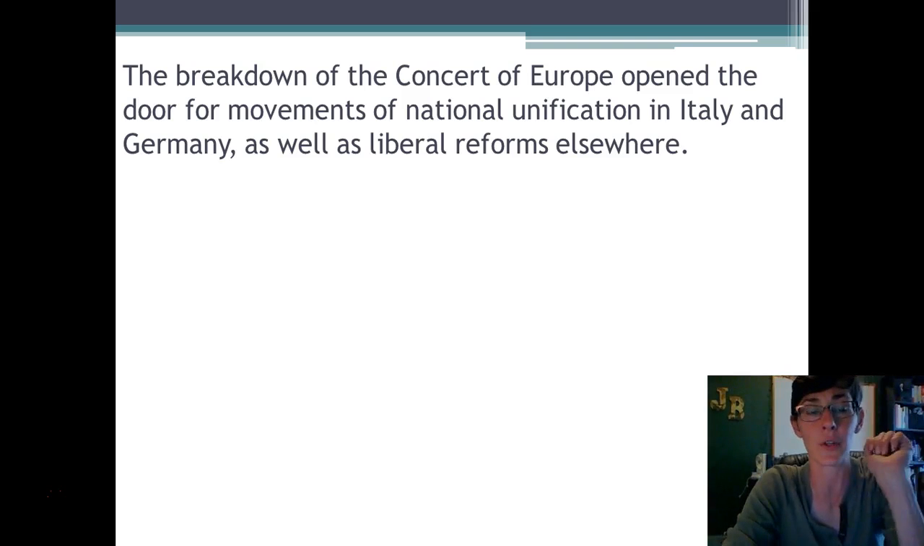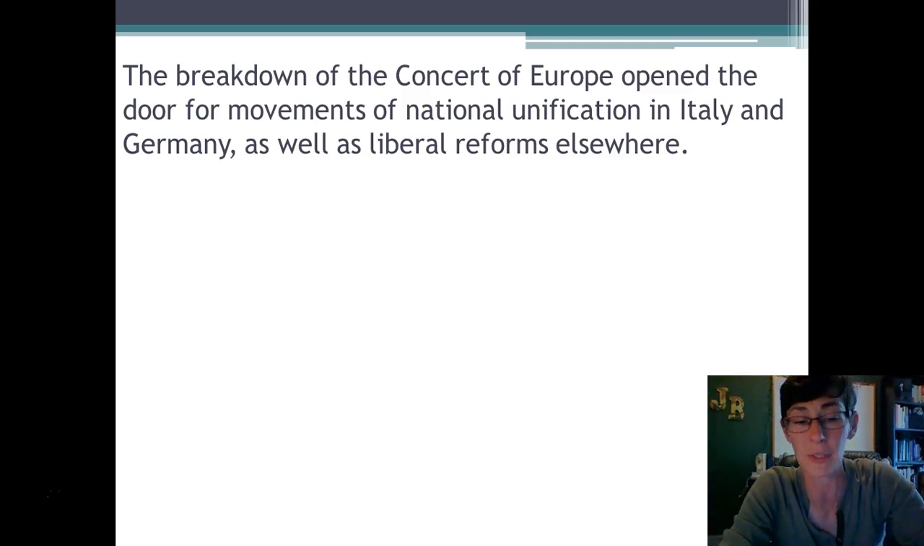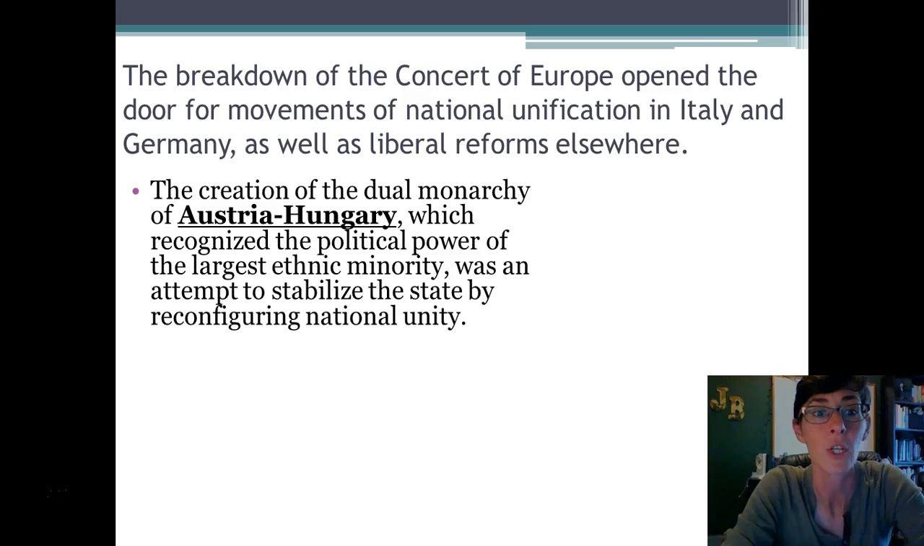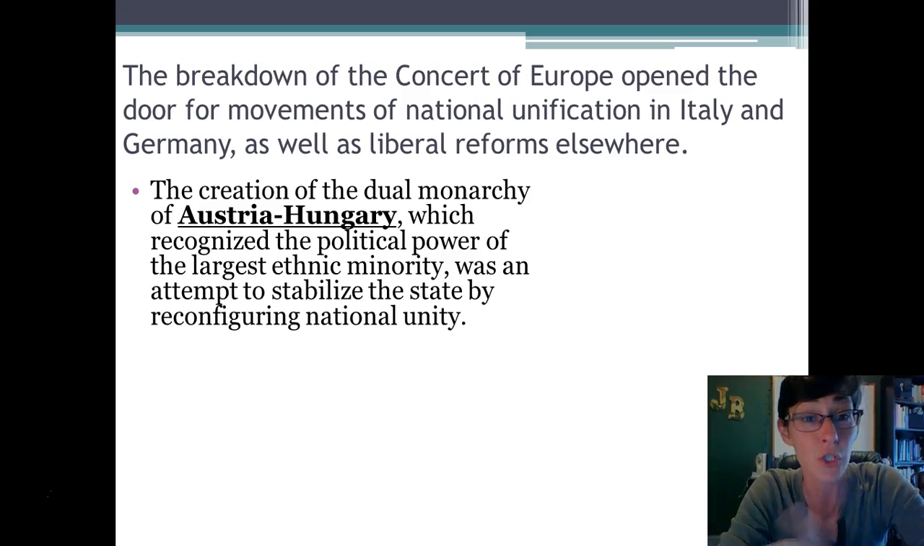So the breakdown of the Concert of Europe, this is the previous standard, but there's additional items we need to talk about. So, the creation of a dual monarchy of Austria-Hungary, which recognized the political power of the largest ethnic minority, was an attempt to stabilize the state by reconfiguring national unity. So, the dual monarchy of Austria-Hungary is going to be important. As you should know, it's going to be particularly key for World War I.